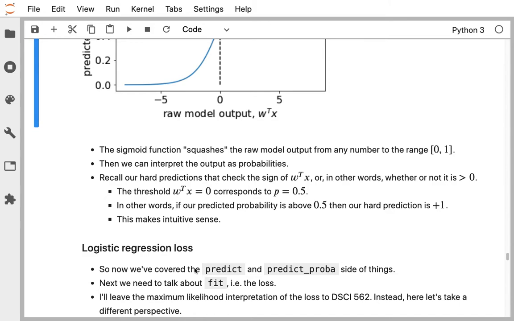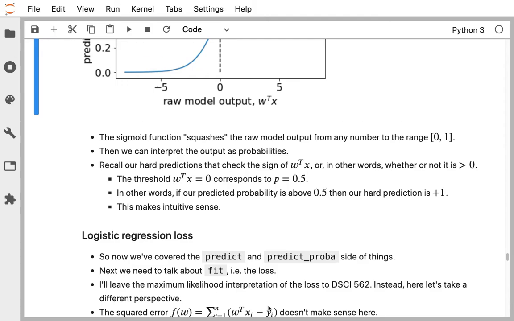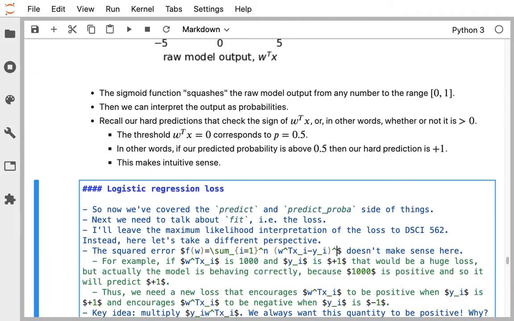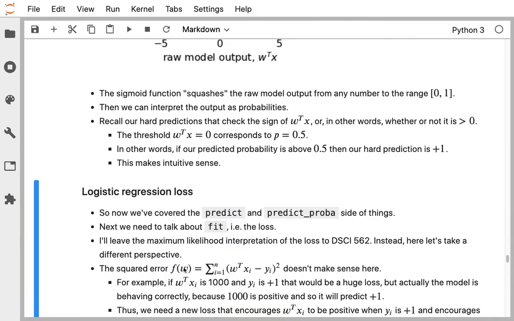We talked about that. Now we want to talk about the loss or fit. As I said earlier, I'll leave the maximum likelihood type discussion of the loss to regression 2, and instead we'll take a different perspective here. Squared error, sorry. So this was the loss for linear regression. f, representing the loss, f of w, because it's the weights that we're changing, is the sum over all my training examples of the prediction, which is the weights dot product the training example, minus the true thing, squared.